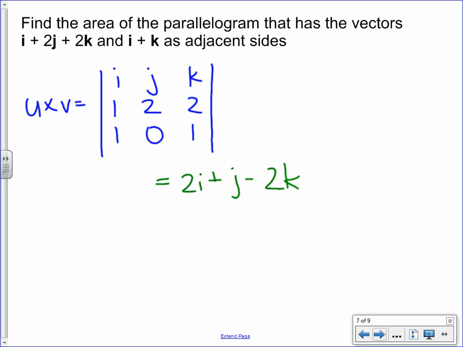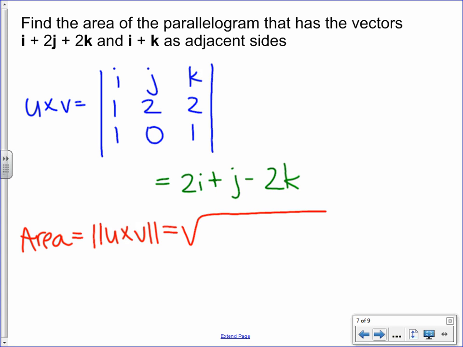Be careful, okay? So now, if we want to find the area of our parallelogram, then we're going to find the magnitude of U cross V. So that means we're going to take the square root of 2 squared plus 1 squared plus negative 2 squared. And what would the area be? Square root of 9, which is 3.